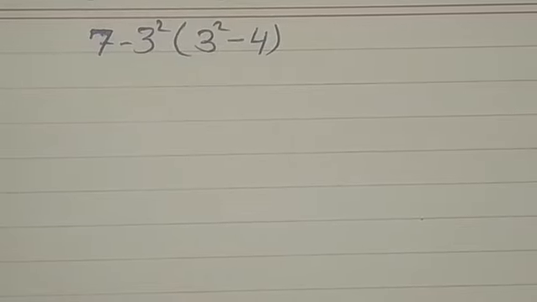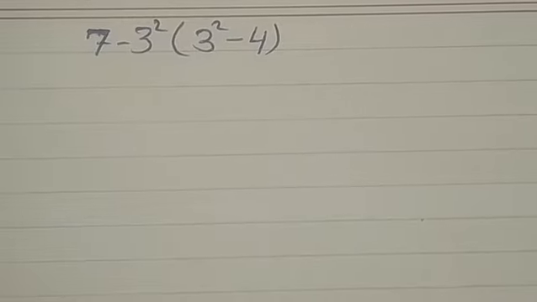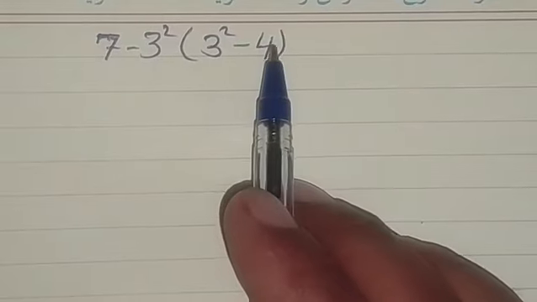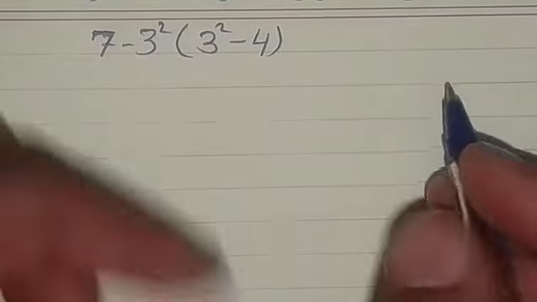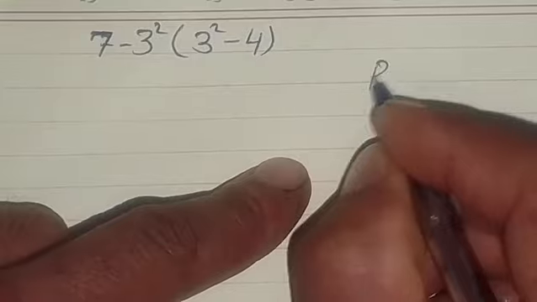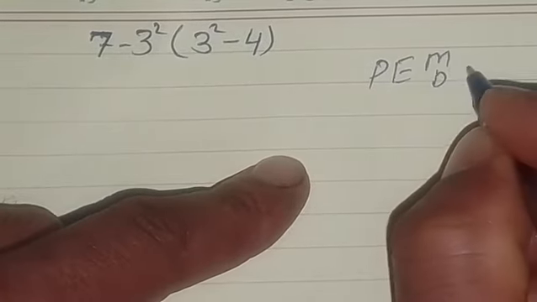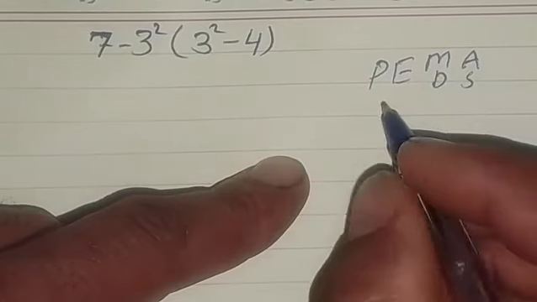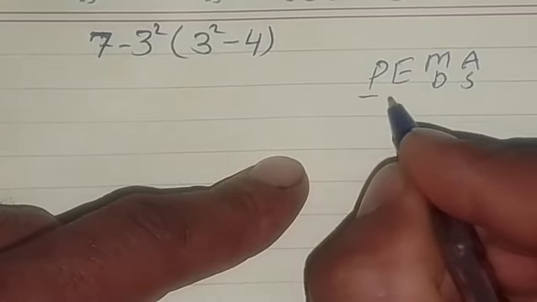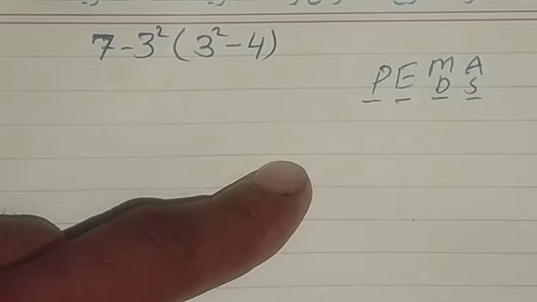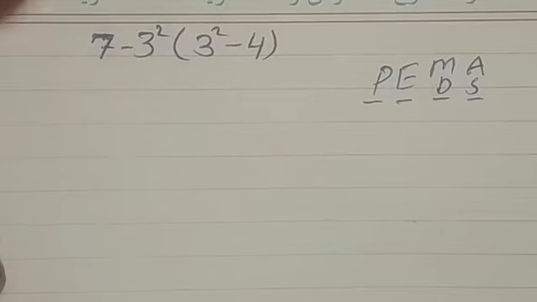Today we find the value of this fraction: 7 minus 3 square, parenthesis 3 square minus 4. Now we solve it by the rules of mathematics, PEMDAS. According to the PEMDAS rule, first we solve parenthesis, then exponent, then multiplication or division, and then addition or subtraction.